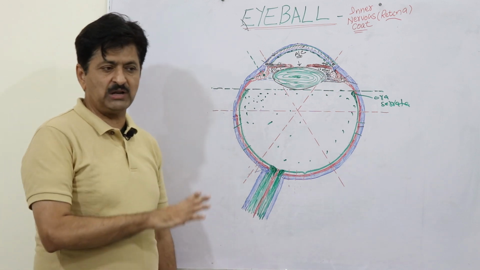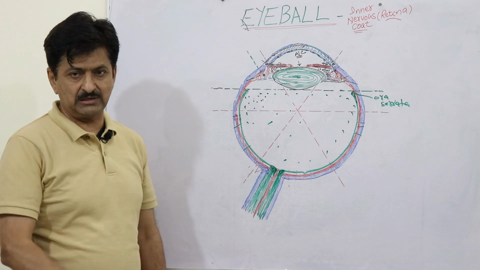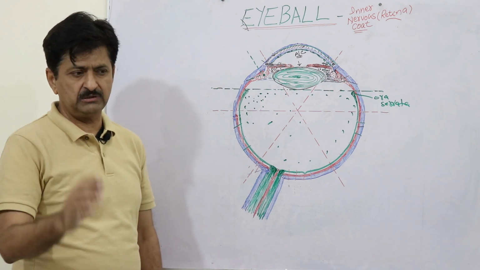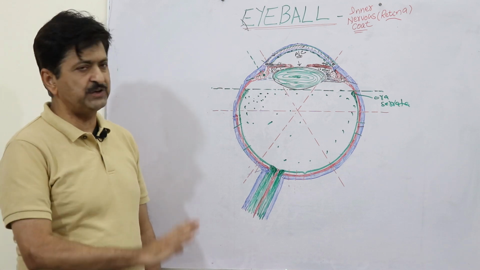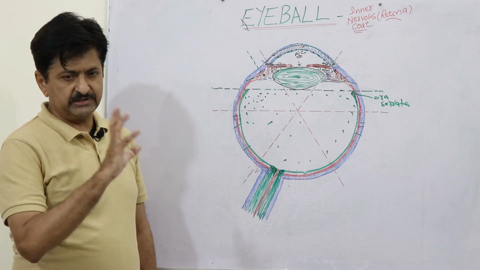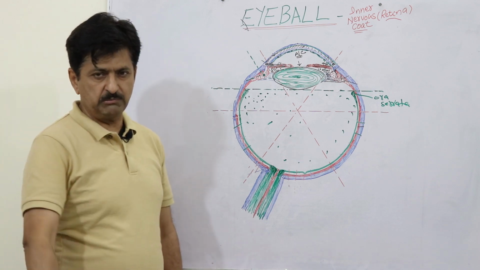Especially you see the macula, I have already told you, 5 to 6 mm lateral to the optic disc. It is a shallow depression, and it is completely free of blood vessels. This is called the yellowish spot, the yellowish macula, which you call the macula lutea.